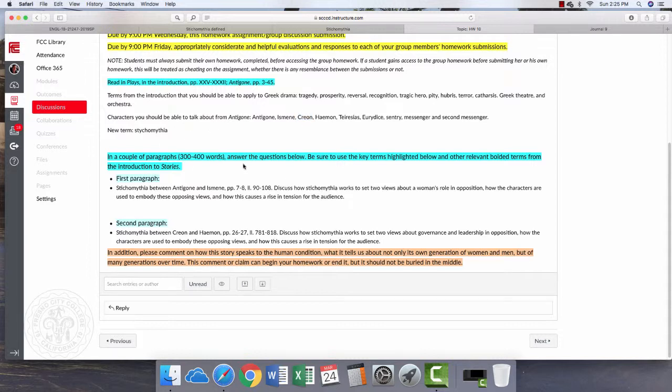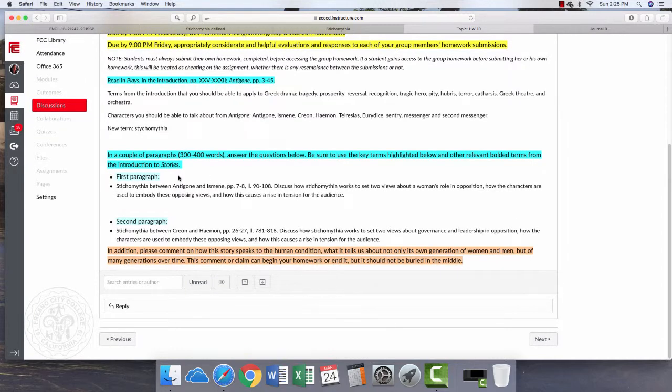So here's your homework in a couple of paragraphs. Answer the questions below. Be sure to use the key terms highlighted and other relevant bolded terms from, oops, not from stories, from plays. Better fix that. Okay, so first paragraph. Stichomythia between Antigone and Ismene, taking place on pages 7 and 8. This is lines 90 to 108. So study that closely, examine it for stichomythia, and think about what the stichomythia is doing there.